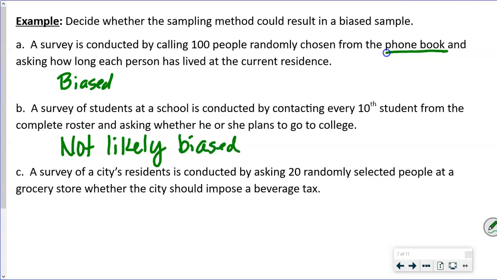Okay. Third one here, letter C: a survey of the city's residents is conducted by asking 20 randomly selected people at a grocery store whether the city should impose a beverage tax. So what do you think about this one? I would say it's biased because the only people you asked were the people at the store where you were. And I don't think that's enough people, okay?